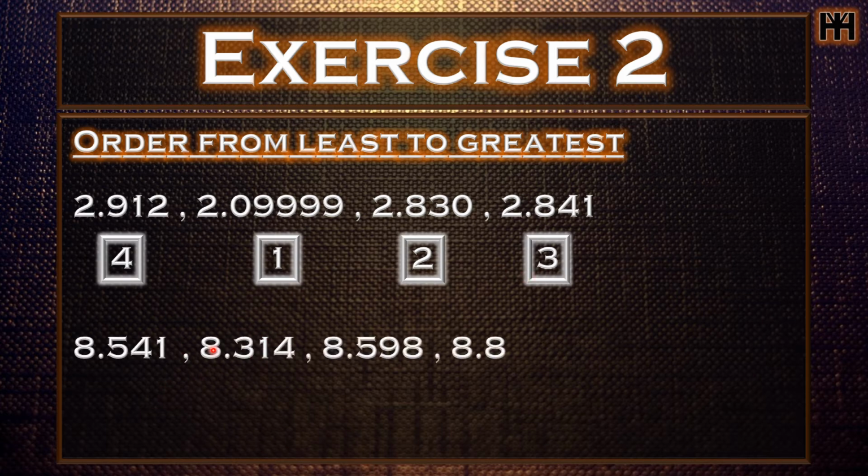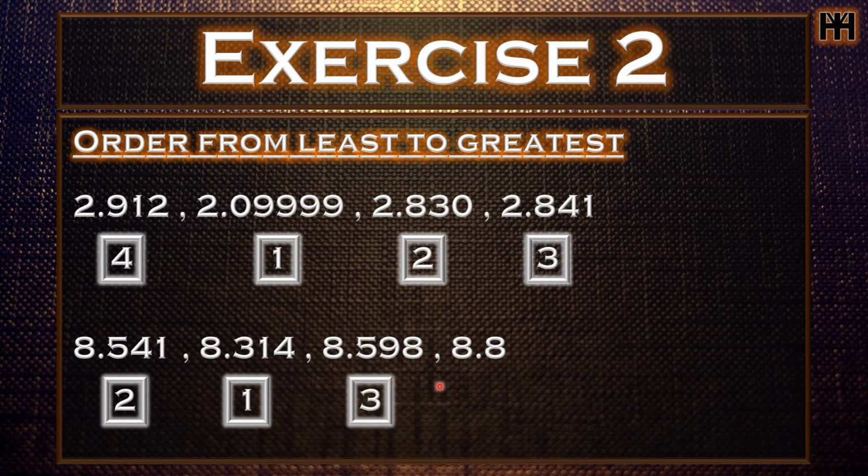Okay, now we have these decimal numbers. Let's see which of them is the least. Here's 8.314. This is the lowest decimal here. Then 8.541, then 8.598, then 8.8.